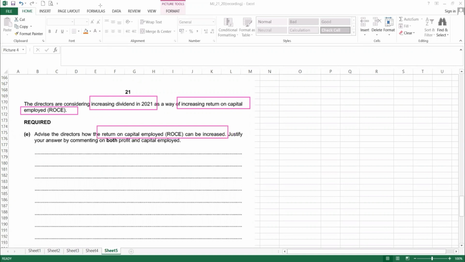Now, advise the directors how the return can be increased. First of all, think about this statement first. Number one, how can ROCE increase? This is what we want to answer first. How do we increase it based on the formula? We see the formula first: profit before interest divided by capital.